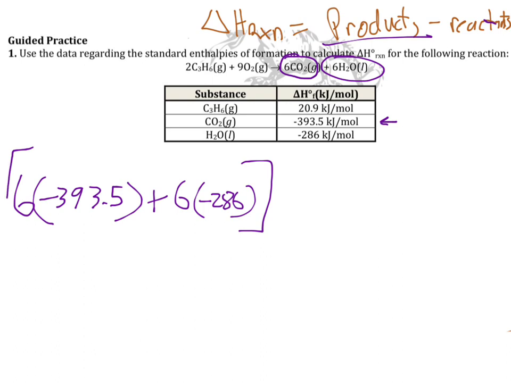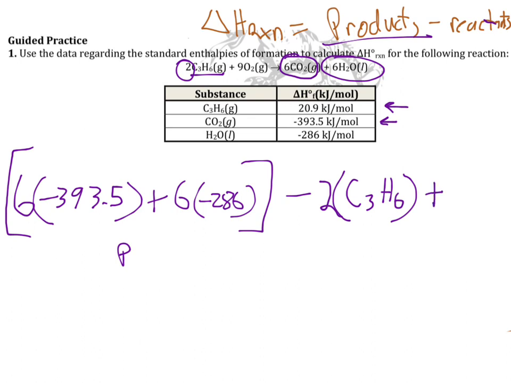So I'm going to go ahead and put this in bracket because you add all of that together, and this is the products, minus the reactants added together. So if you take a look, we have this one right here, okay? And this happens to be C3H6. We have to multiply this one by 2 because it's got a coefficient of 2, plus whatever the heat of formation of this is.